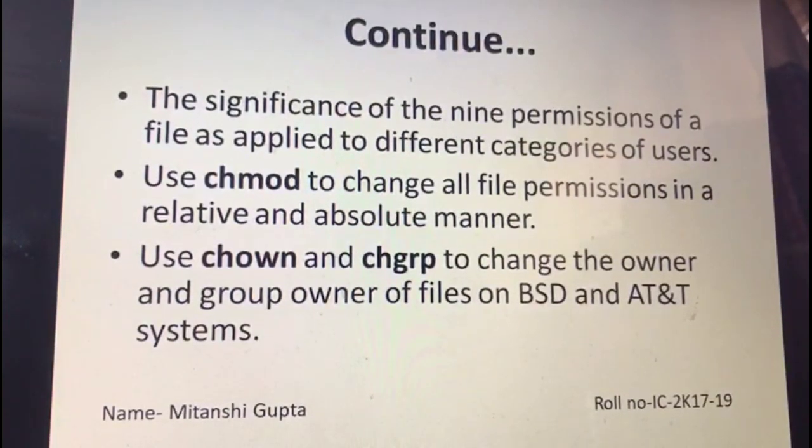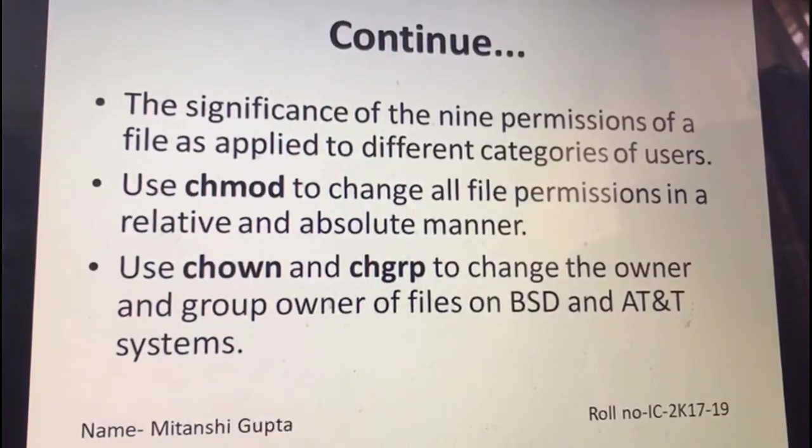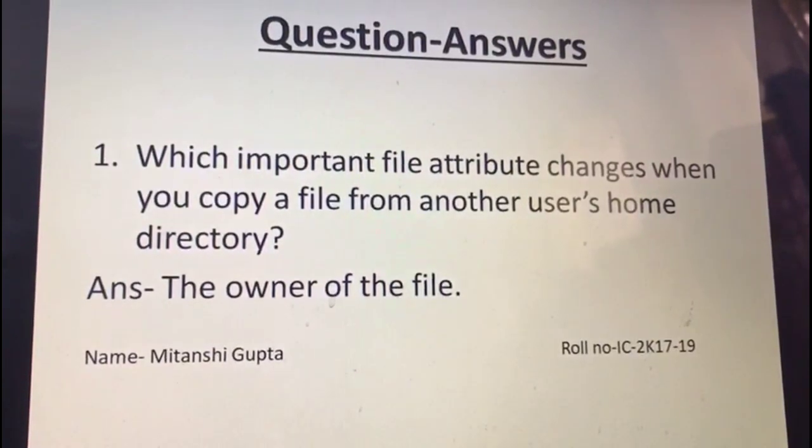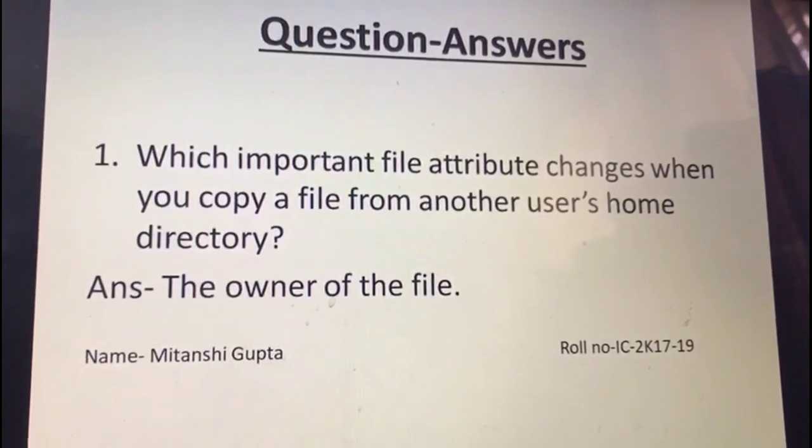The significance of the 9 permissions of a file as applied to different categories of users. We can use chmod to change file permissions in a relative and absolute manner. We can use chown and chgrp to change the owner and group owner of files on BSD and AT&T systems. Now coming to the questions and answers, it is based on the same topic, that is basic file attributes.